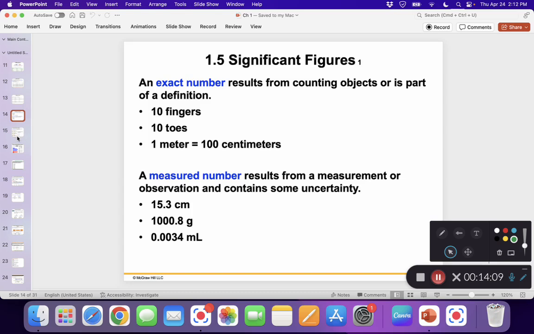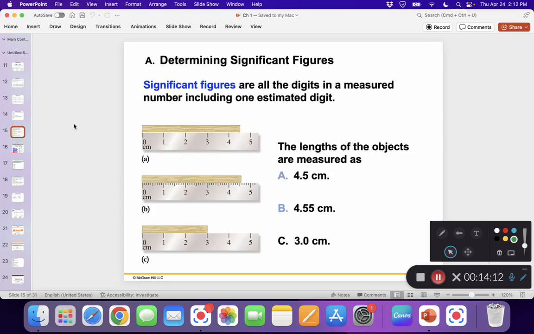That's why we need to learn how to determine the significant figures. How many significant figures we can write depends on what kind of apparatus, tools, and devices we use, and the sensitivity and uncertainty of that device. When I say significant figures for a number, I'm talking about all the digits in the measured number. It also includes one estimated digit. The digit that comes at the very last is always the estimated digit.